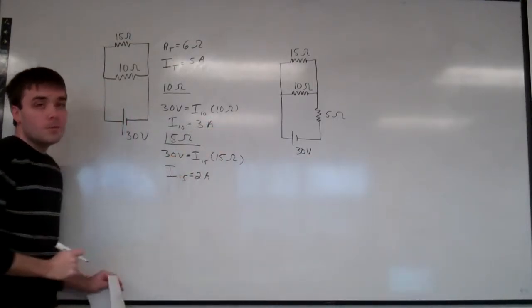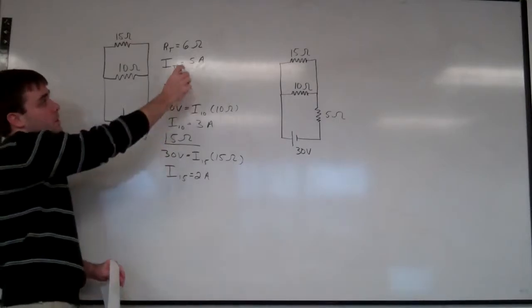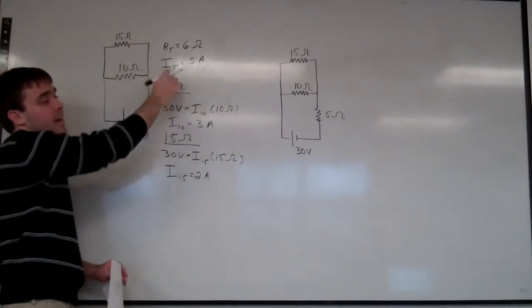What do those two add up to? 5. So our total current's 5. The current in each branch has to add up to that.